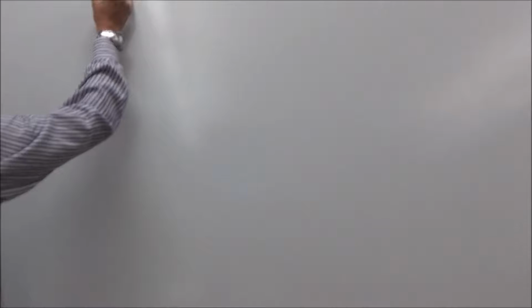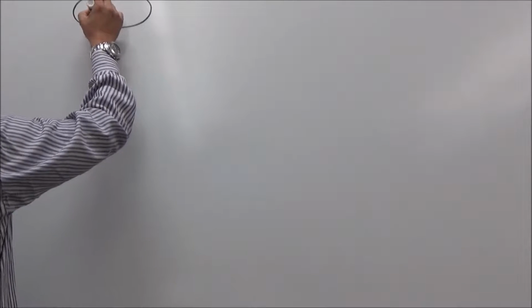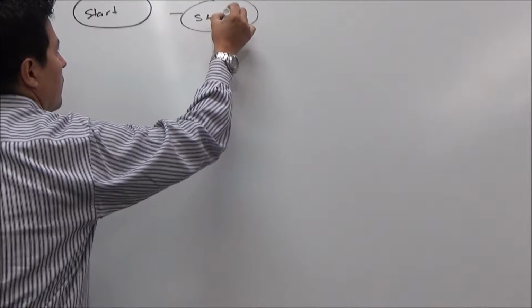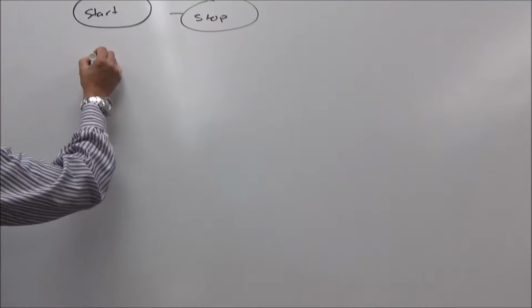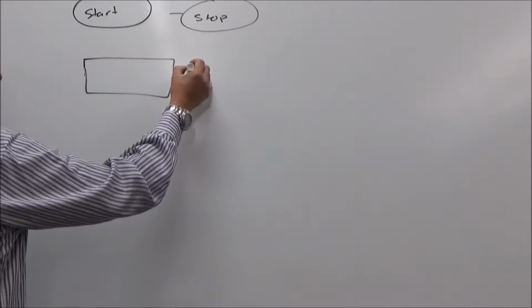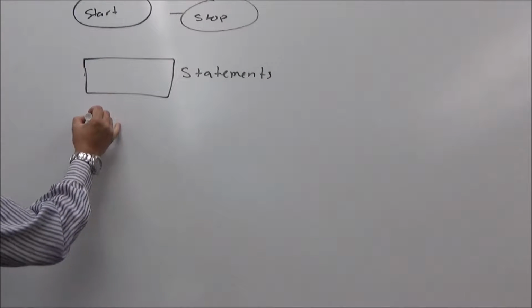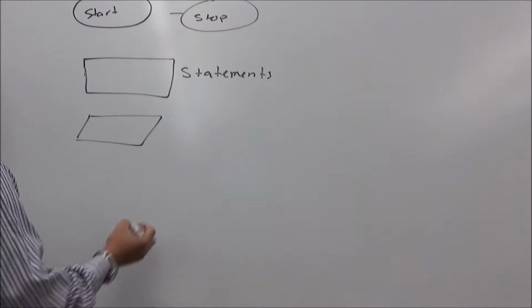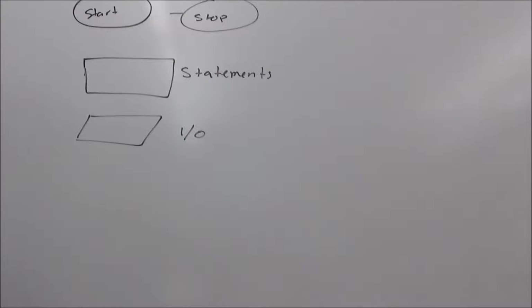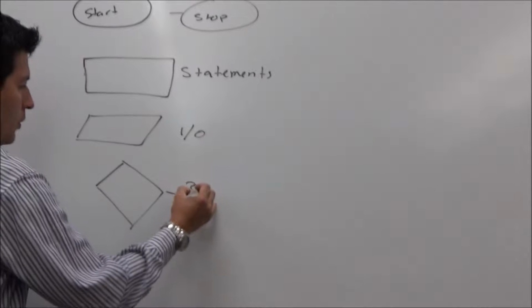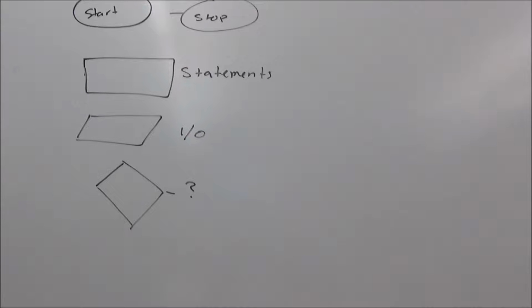There are some symbols, and they're in the book. There's this pill looking thing. That's where you mark your start and your stop. There's a rectangle that's just used for statements. There's a tilted rectangle that's used for I/O, input and output. And there's the diamond to ask questions. And all the symbols are joined by an arrow.